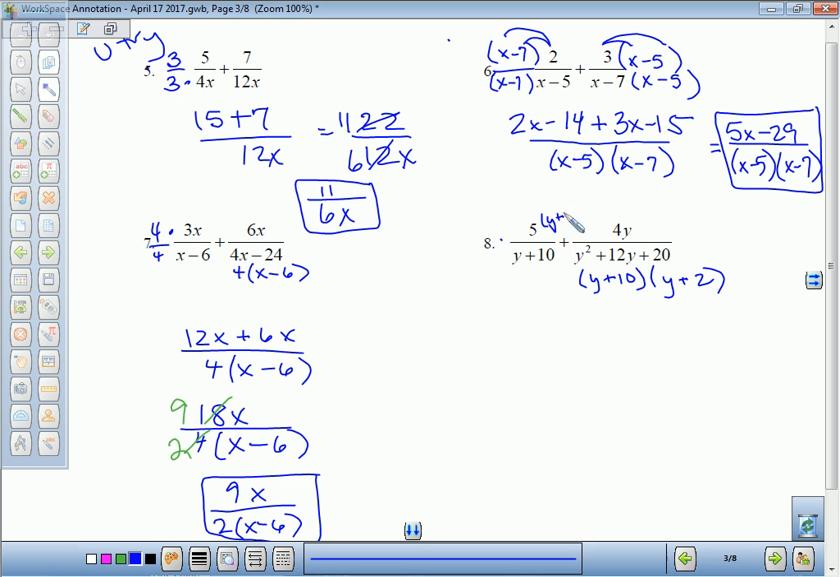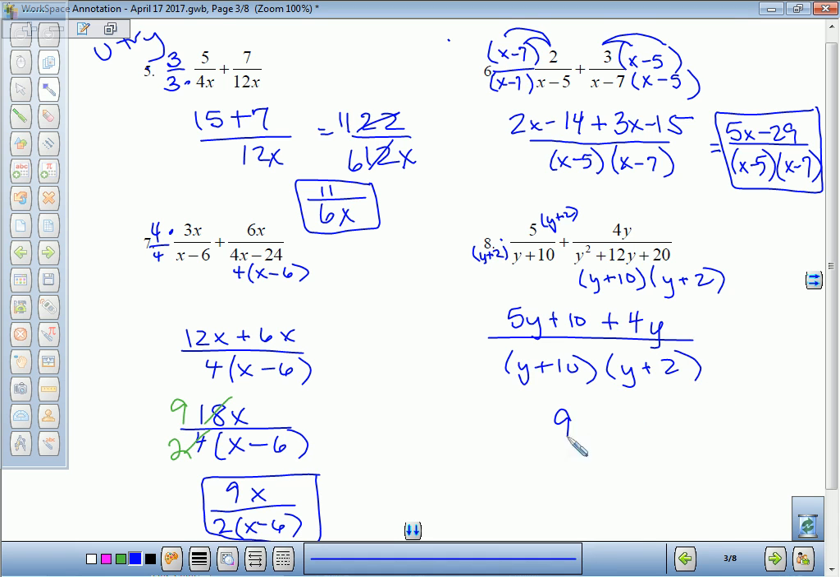Alright, so this has to be multiplied by y plus 2. So we get 5y plus 10 plus 4y over y plus 10, y plus 2. Okay, and so this is just giving us 9y plus 10, and that doesn't factor, and so nothing's going to simplify, nothing's going to cancel. That's it.